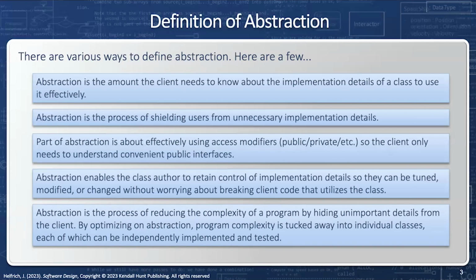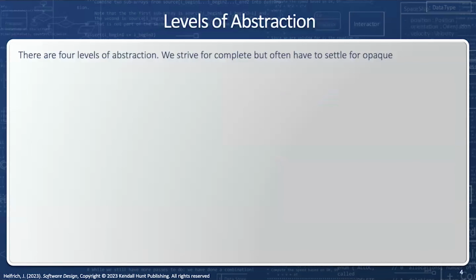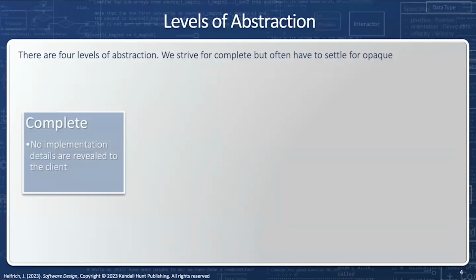When we design with abstraction in mind, we take this complexity, which is inherent to the problem, and we tuck it away so that the overall program does not have to worry about it. Now, there are 4 levels of abstraction, and we strive for complete, but often settle for opaque. Now, the best is complete.